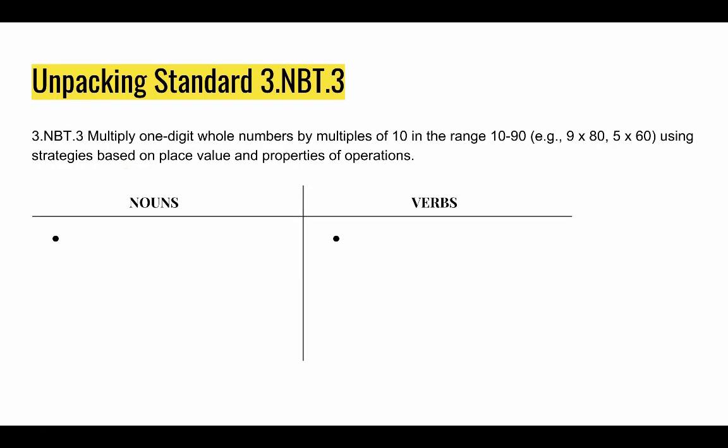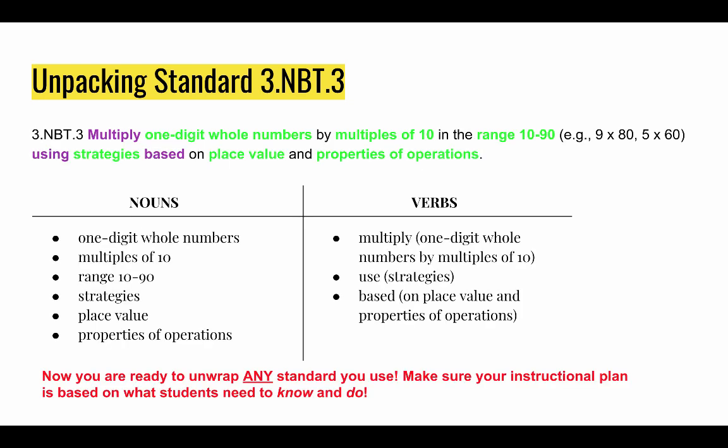So let's do the next one. Here we have Numbers and Operations in Base 10 again, number 3, again for third grade: multiply one-digit whole numbers by multiples of 10 in the range 10 through 90. Examples: 9 times 80 or 5 times 60, using strategies based on place value and properties of operations. So again, pause this and see what you can do in your unwrapping. And I'm wondering how you did. Were you able to pull apart the nouns and the verbs? Here's what I did. See if you're in agreement with me or not.